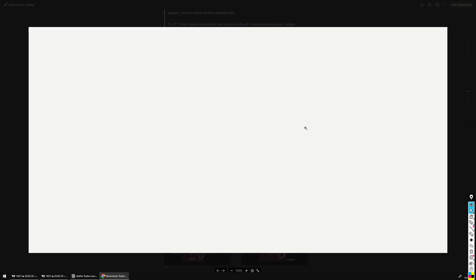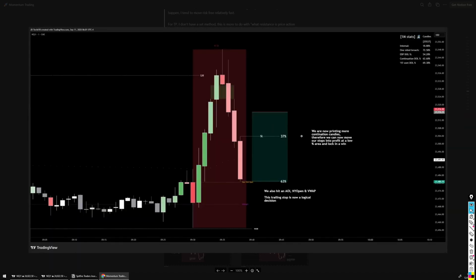In this next instance, we could say we are now printing more continuation candles. Therefore, we can now move our stops into profit at a low probability area and lock in a win. If our entry was at this first continuation candle here, we've just taken the low again, and we've just put in another 1 minute continuation. Based upon Merlin, we've got a 63% chance we're going to take out this low and a 37% chance we're going to take out this high. Our position is up here, so we can simply move our stops into profit.